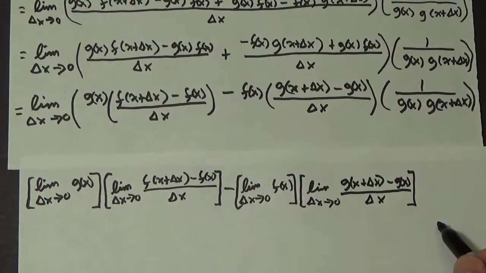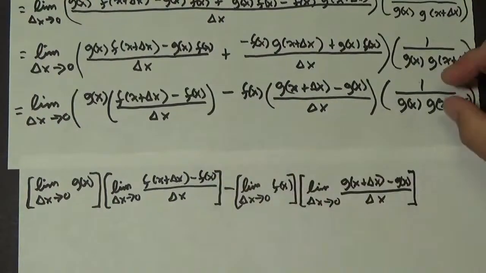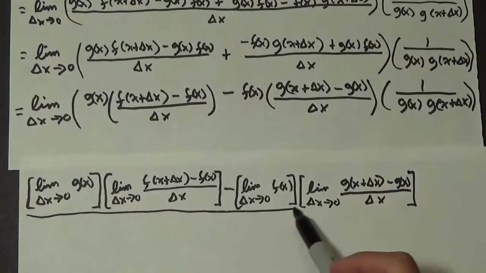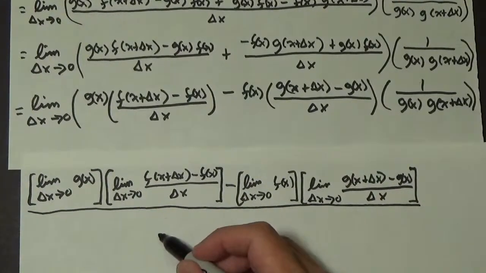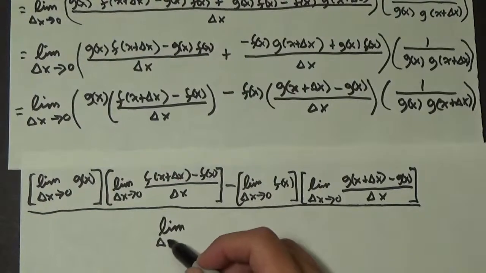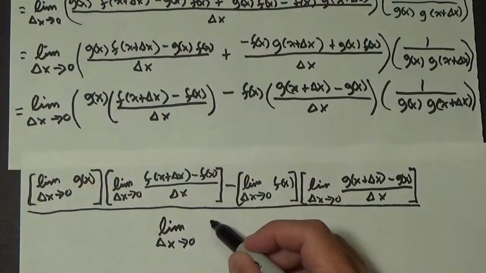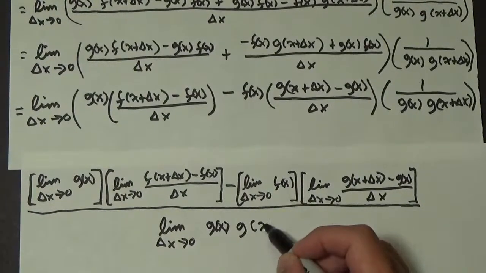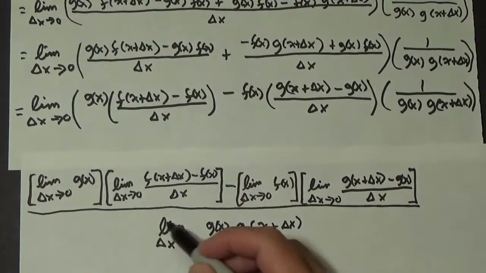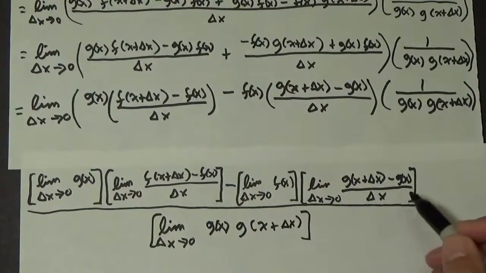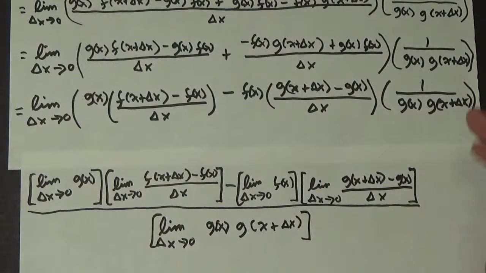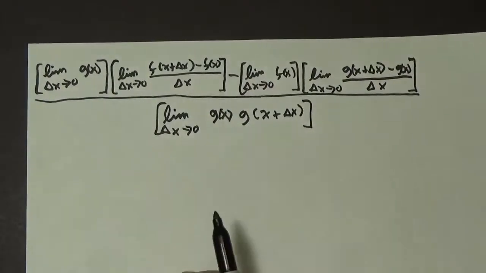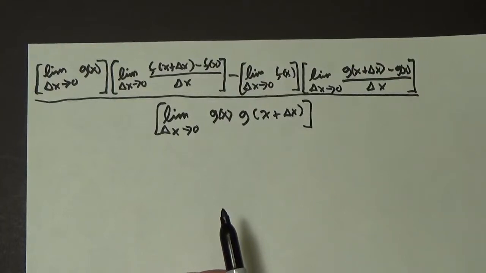And then, notice that this is a fraction multiplying all this, so we'll go back to a complex fraction. This is all going to be divided by the limit as delta x approaches 0 of g of x times g of x plus delta x. Alright, so now that we have this, hopefully some good things start happening here.